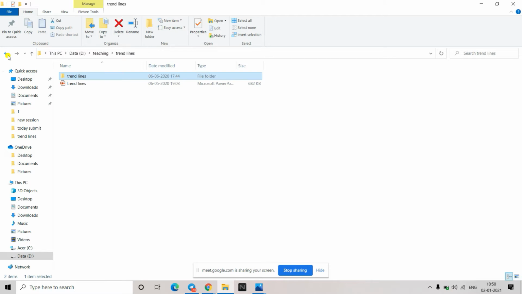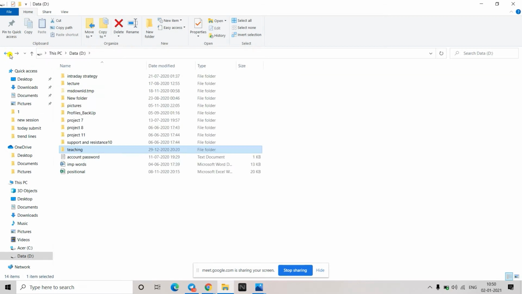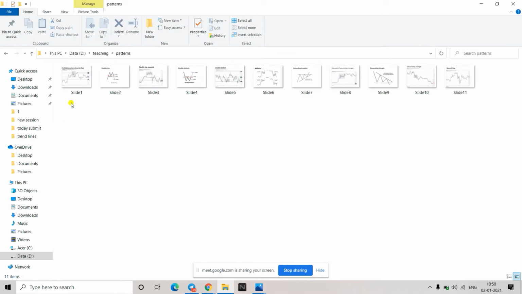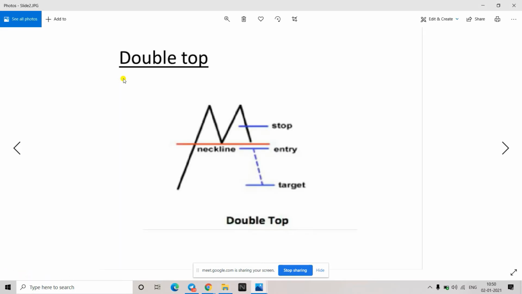Okay. So there are a few profitable patterns which, if you have identified on the chart, you would be able to take better trades. So we'll see those patterns also. Okay. So this pattern is known as double top.